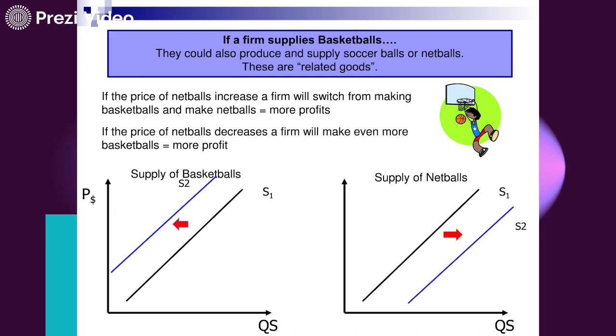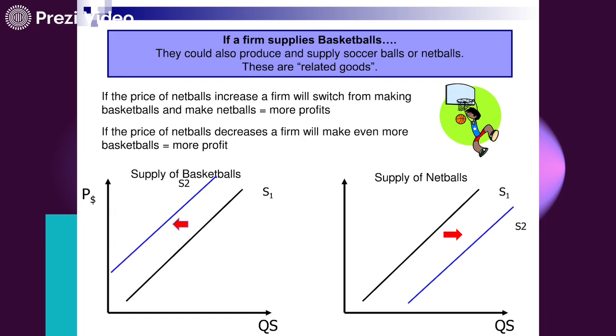So if a firm supplies basketballs, they could also produce and supply soccer balls or netballs. So we call these related goods. This is a really important concept that you need to learn. Related goods help a company reach a different market using the same resources. So the resources to make a basketball would be the same to make a netball or a soccer ball.